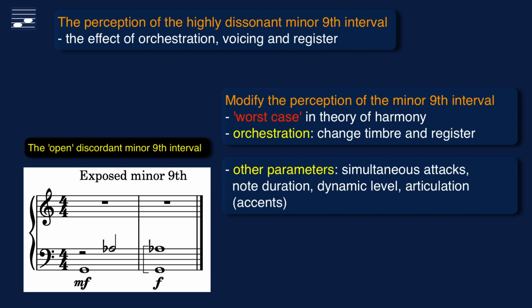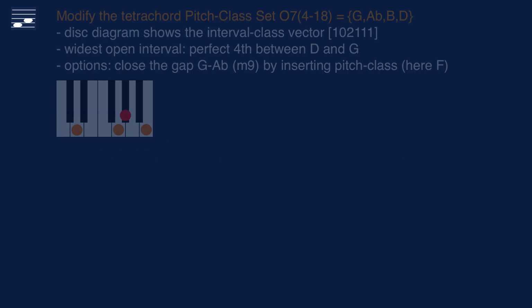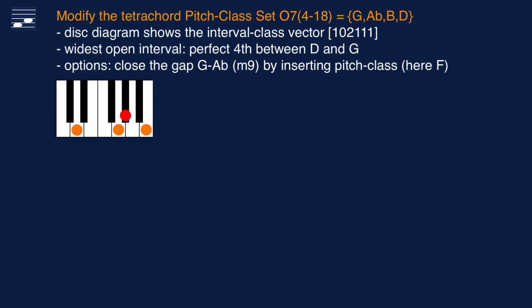Therefore, disapproval or consistent rejection of the Eno chord to me is an oversimplification. In this section I'll show a few modification options that will render this dissonant harmony more palatable. I'll reduce the dissonance level by inserting an additional pitch in the minor 9th interval.